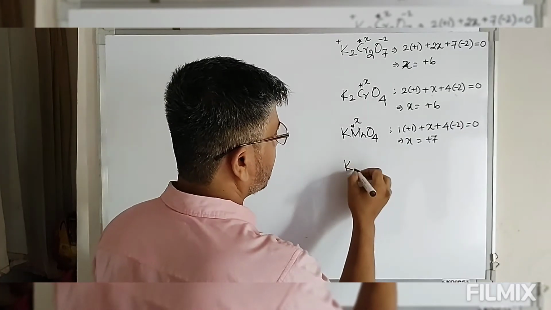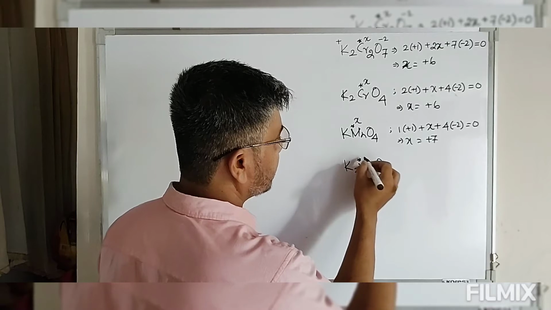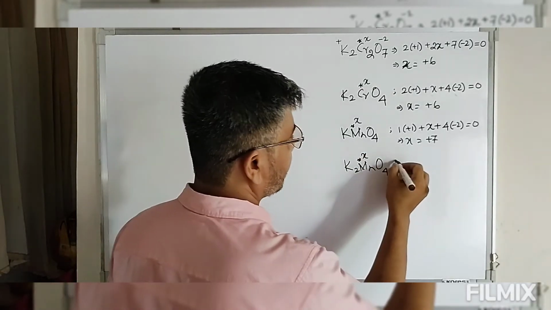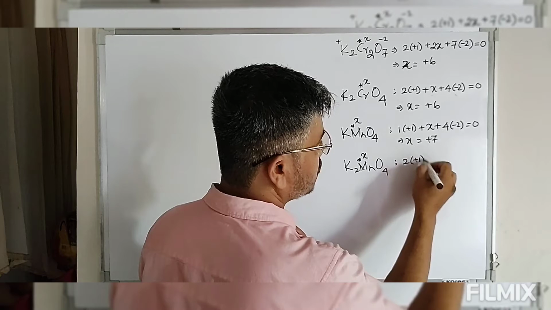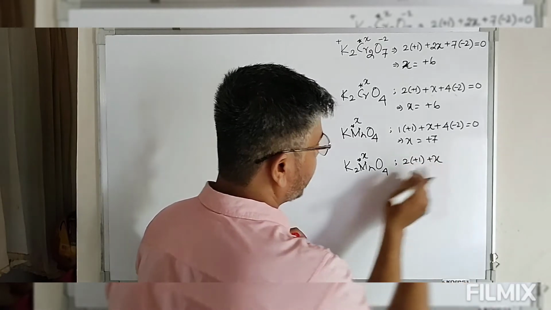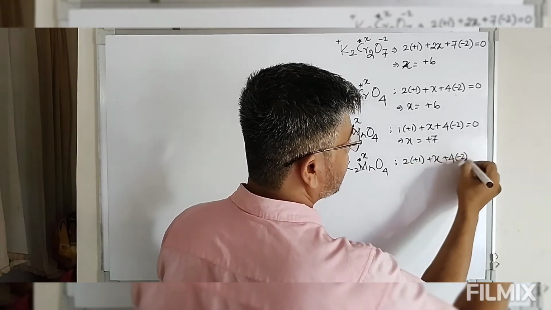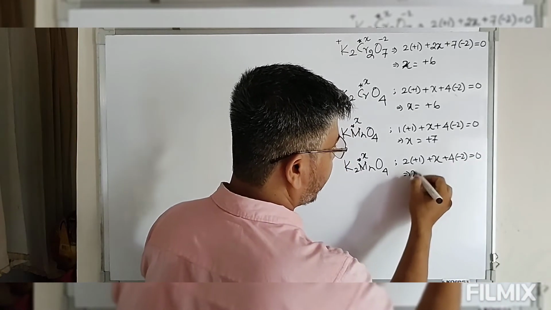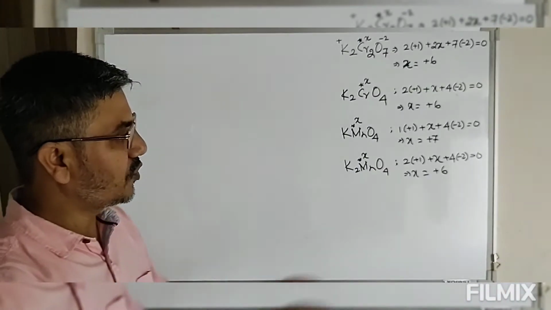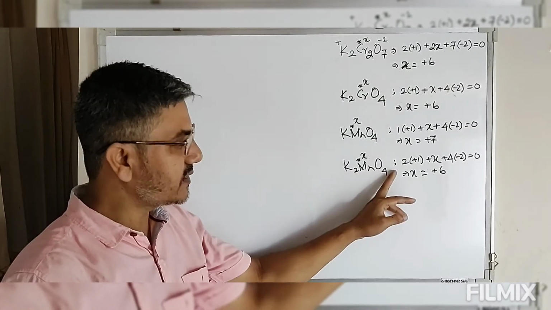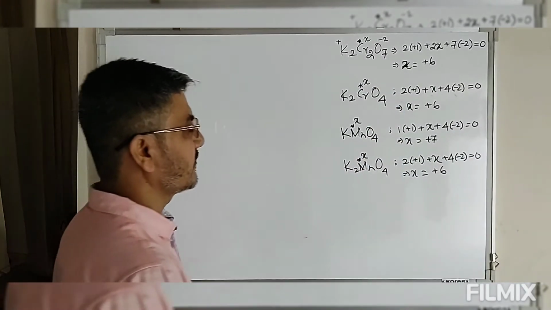Take this, K2MnO4. We have to find the oxidation state of Mn here. So again let's use the rules. Potassium is +1, so we have 2 into +1 plus 1 Mn, 1 into X, plus 4 into -2 is equal to 0. So therefore X is equal to +6. In potassium manganate, Mn is in +6 oxidation state.